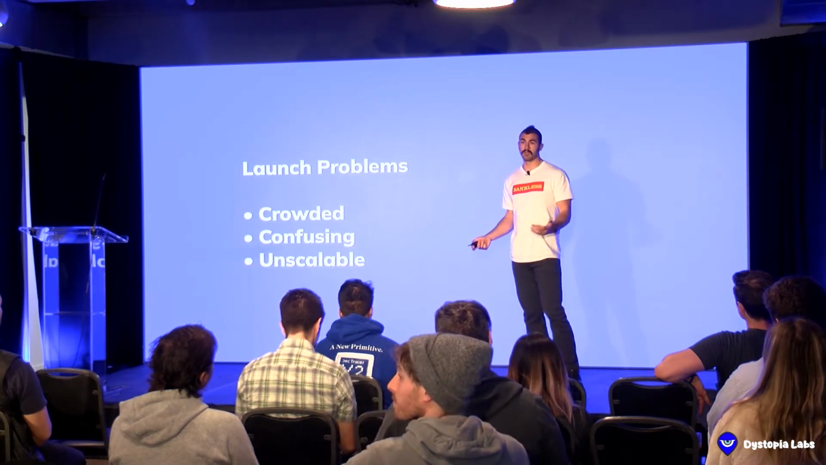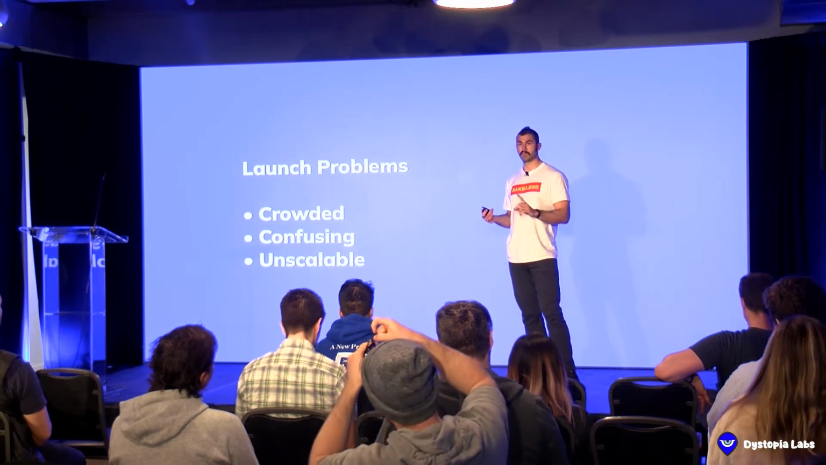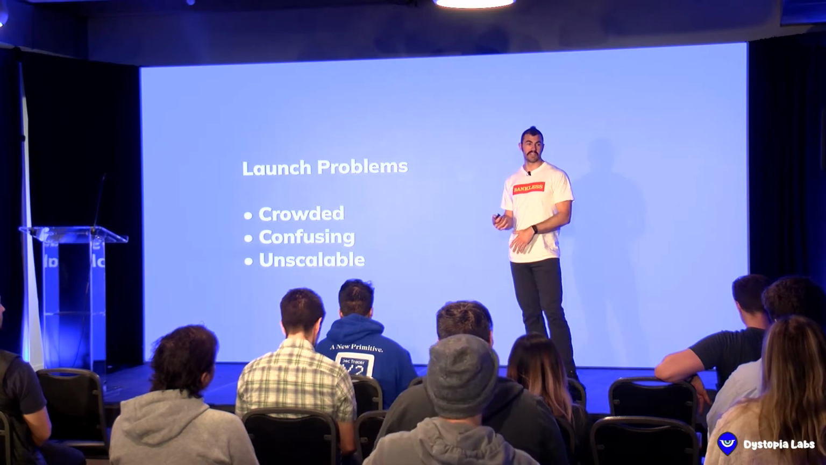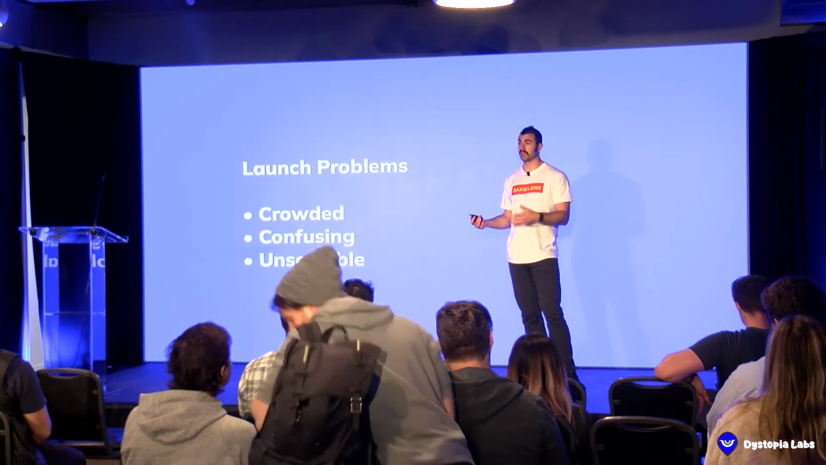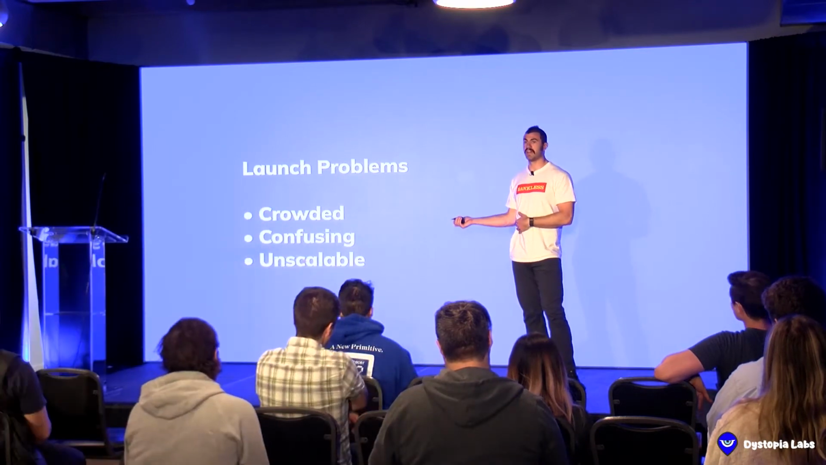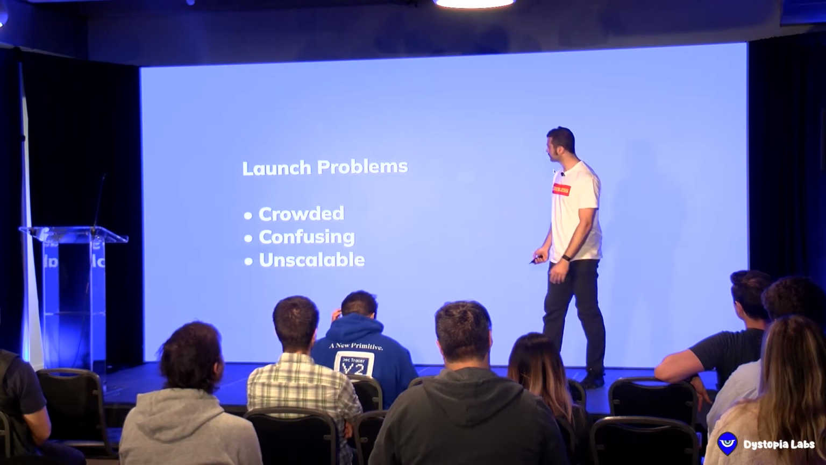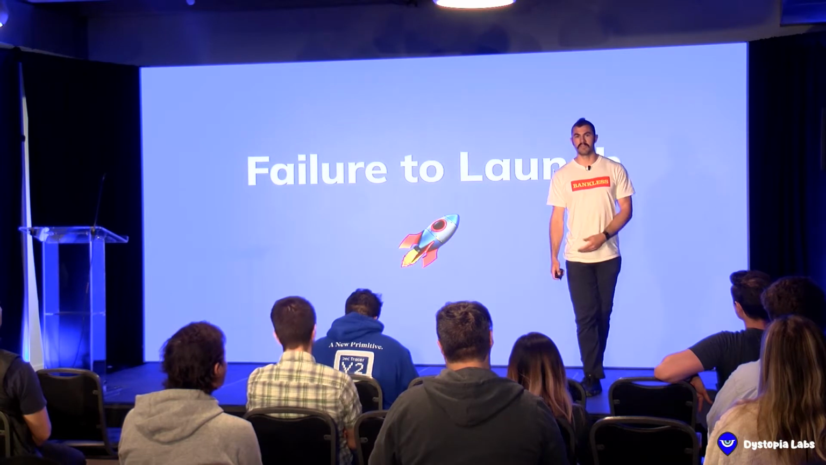And then last is unscalable. Let's say you were actually lucky enough to create something that got some eyes on it. You stood apart from the crowd. It wasn't very confusing. People got to be able to use it, but then it collapsed quickly because it wasn't scalable. It wasn't built out for as many users as you got. Now that's the best problem of all these to have, because it means if you just tweak your scalability, you can support all these users. And in the end, the thing that we're really just trying to avoid is a failure to launch.